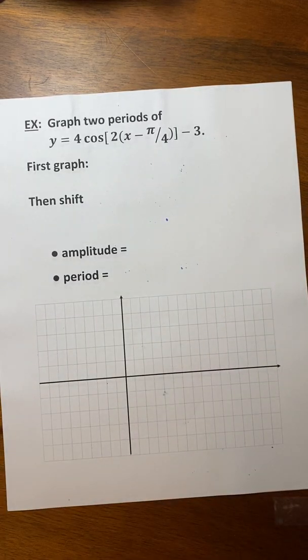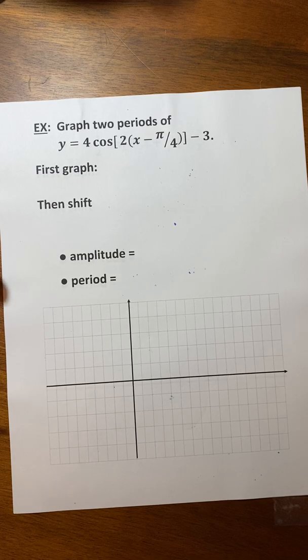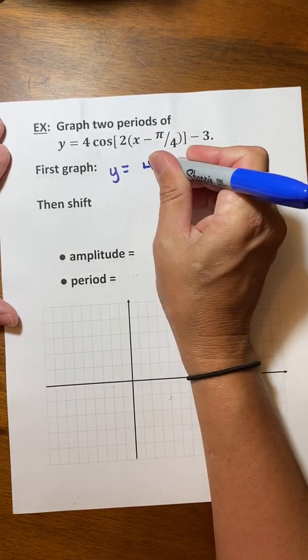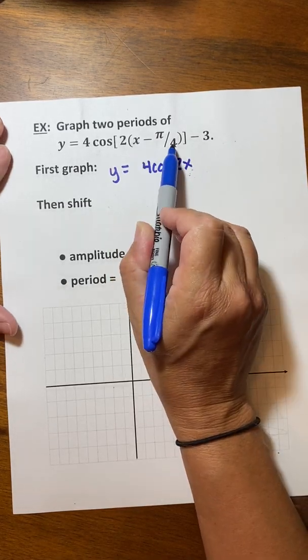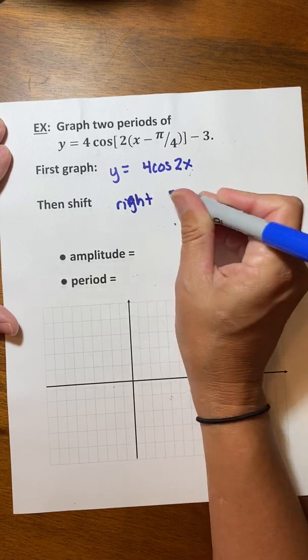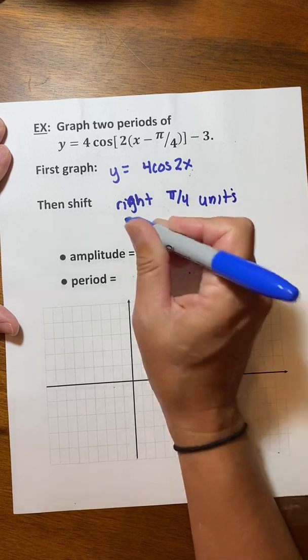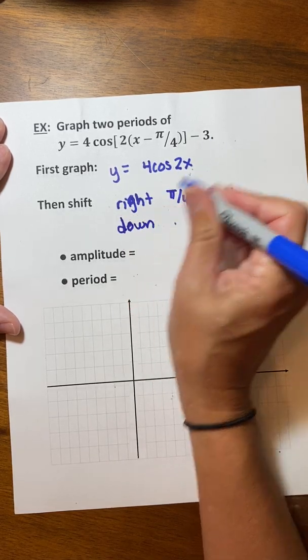Let's do a cosine. y equals 4 cosine (2x minus pi over 4) minus 3. So let's first graph y equals 4 cosine of 2x. And then we're going to shift it. Well, if it's minus pi over 4, we're going to shift it right pi over 4 units. And we're going to shift it down 3 units.